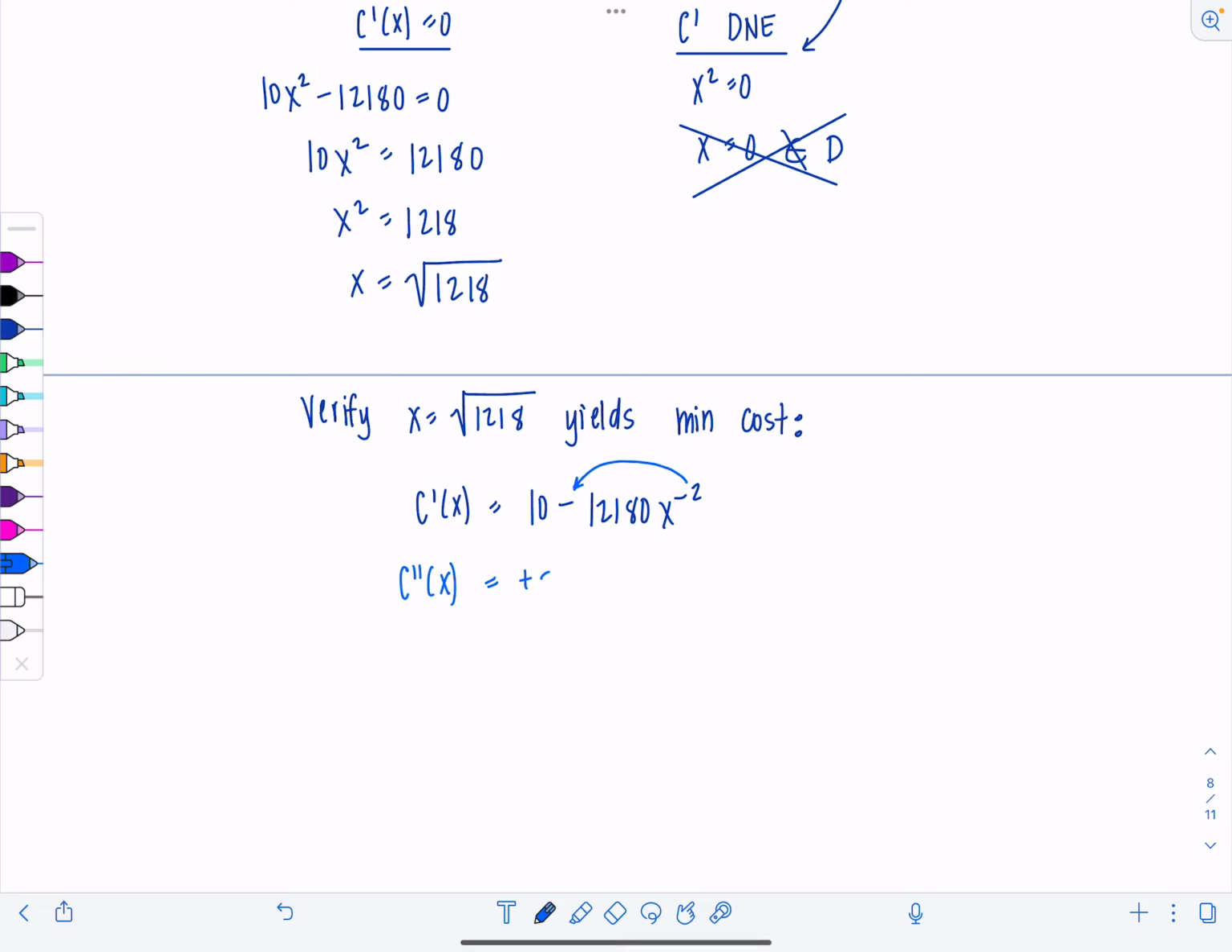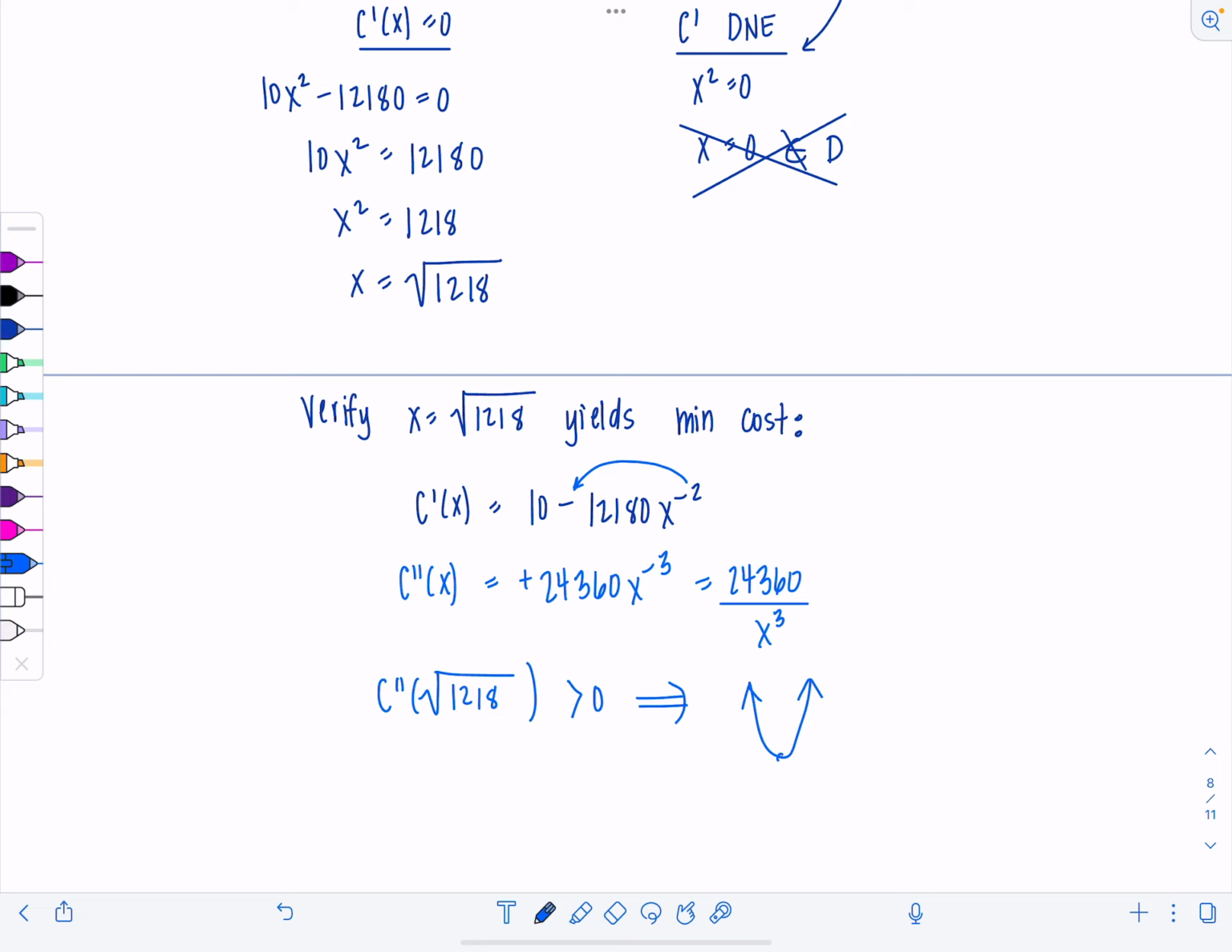12,180. 24,360 x to the negative third, which is 24,360 over x cubed. And then you could see whatever you plug in for x, as long as it's not negative, the second derivative will be positive. So I'll just say it's positive, which means our cost function is concave up at that critical value. So indeed it yields a min, okay?